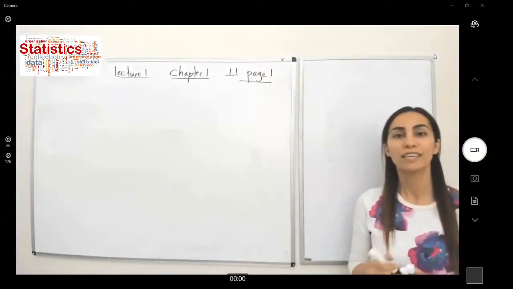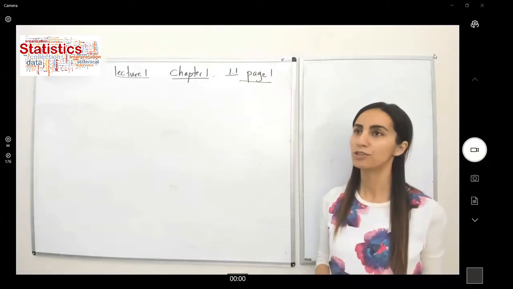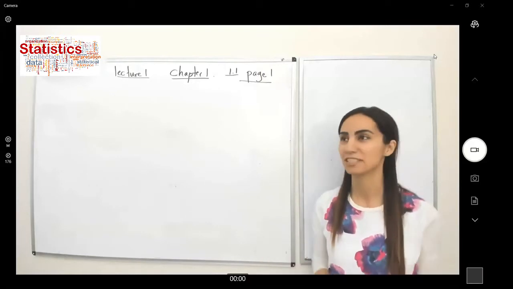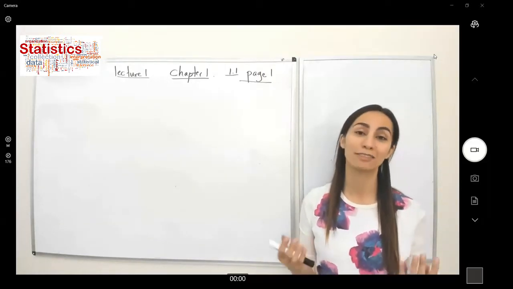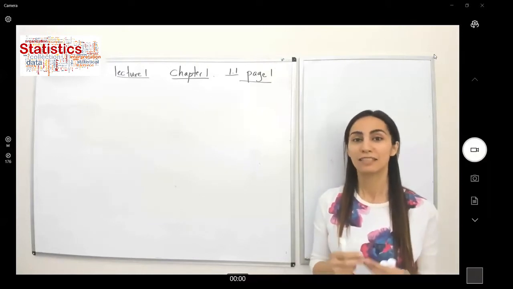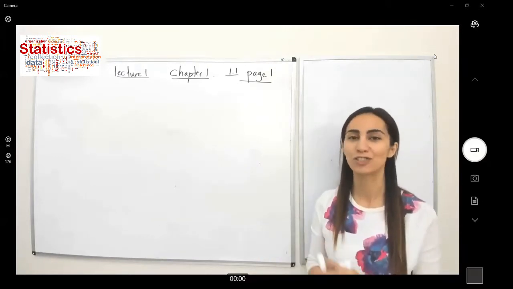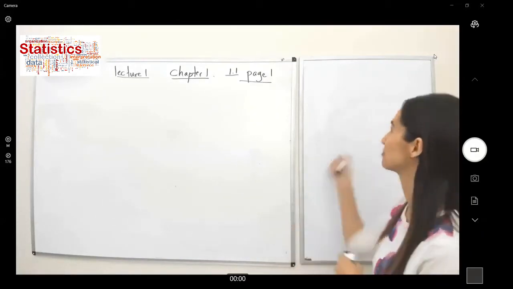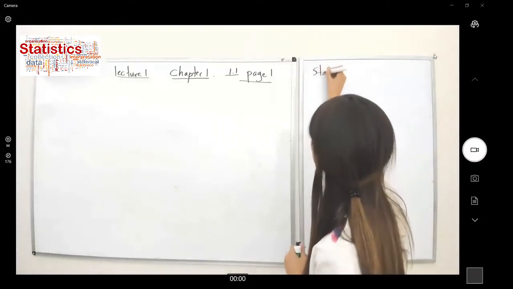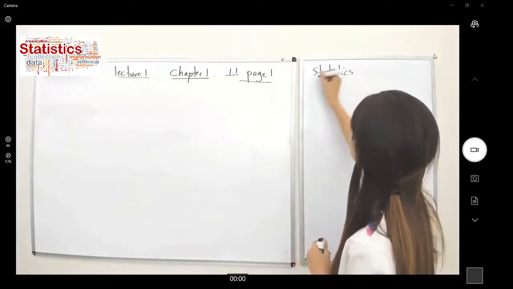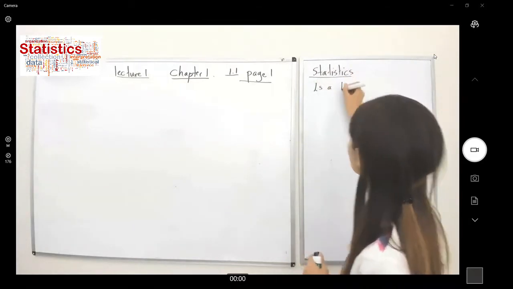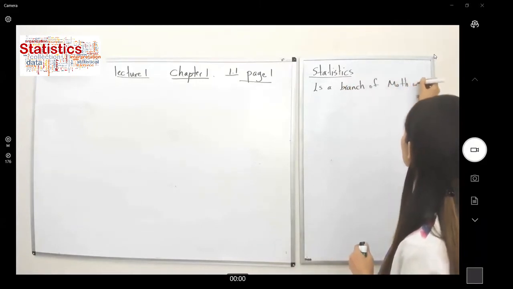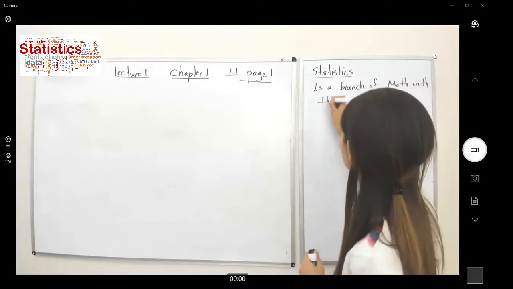So, what is statistics? When you hear about statistics, you might think, okay, it's just about numbers. It's about collection of data. In reality, statistics is a branch of math. It includes some steps. Statistics is a branch of math with the following steps.